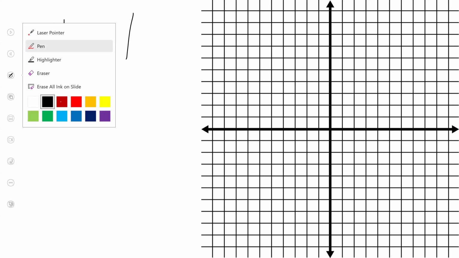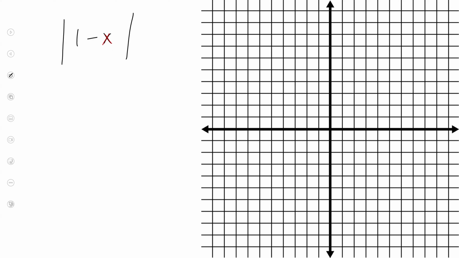We have 1 minus x. What is the exponent here on x? 1, and the exponent on a constant? 0. This is even. This one's odd, so it's neither.